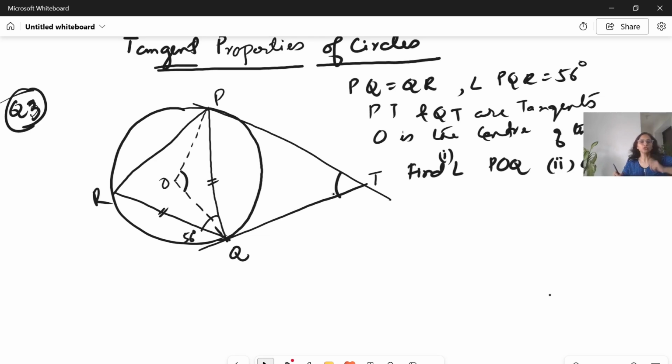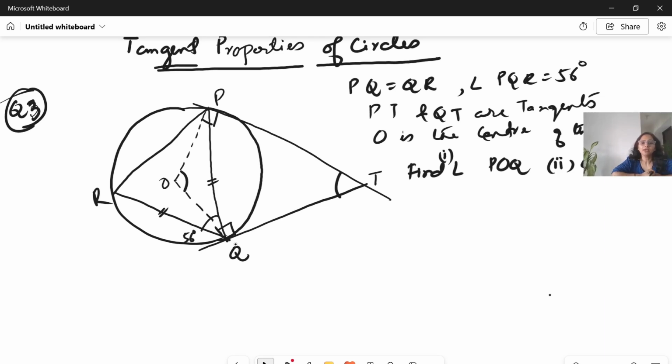All right. So first of all, see that PT and QT, they are tangents to the circle. We know that radius and tangents are perpendicular to each other, which means this angle will be 90 degrees. Also, OQ is the radius and QT is the tangent. This angle will also be 90 degrees. But before that, let's calculate the angles of the triangle PQR.